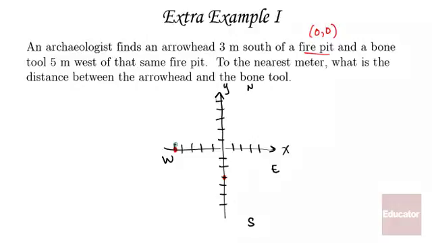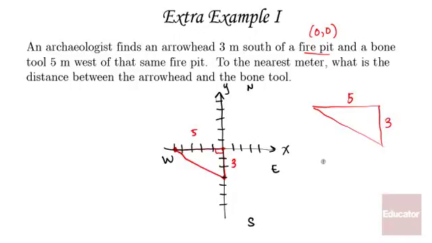So notice here, if I connect these with the original fire pit, I've created a 90-degree angle and a right triangle. And we know that this is 3 and this is 5. So I'm going to extract that triangle and draw it here, a little bit bigger so you can see it. So we have 5 and 3. So we have our 2 legs. One leg is 3 and one leg is 5.